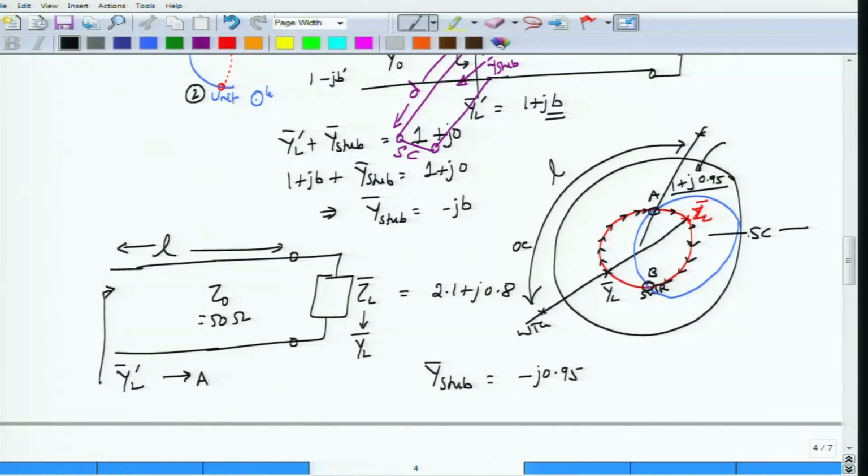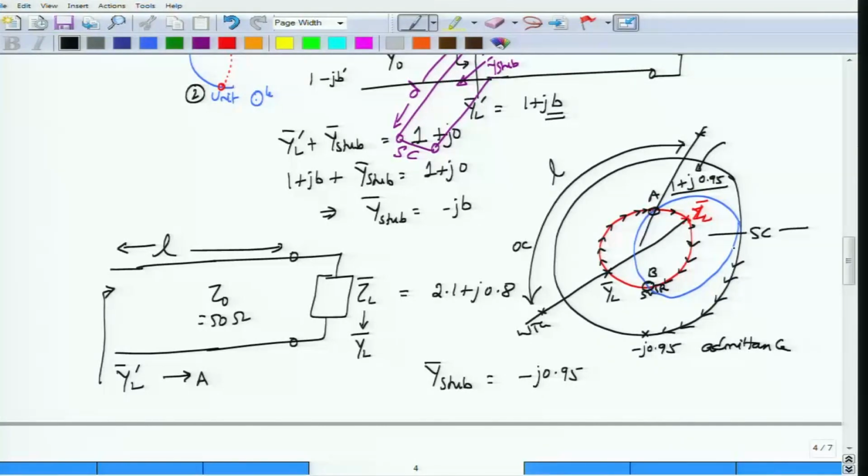From the short circuit, on the outer, the largest circle, you keep moving until you hit this point which presents minus j 0.95 admittance. So this is the admittance that you would obtain when you move along the outer circle, on the circle of r equal to 0, or equivalently g equal to 0.